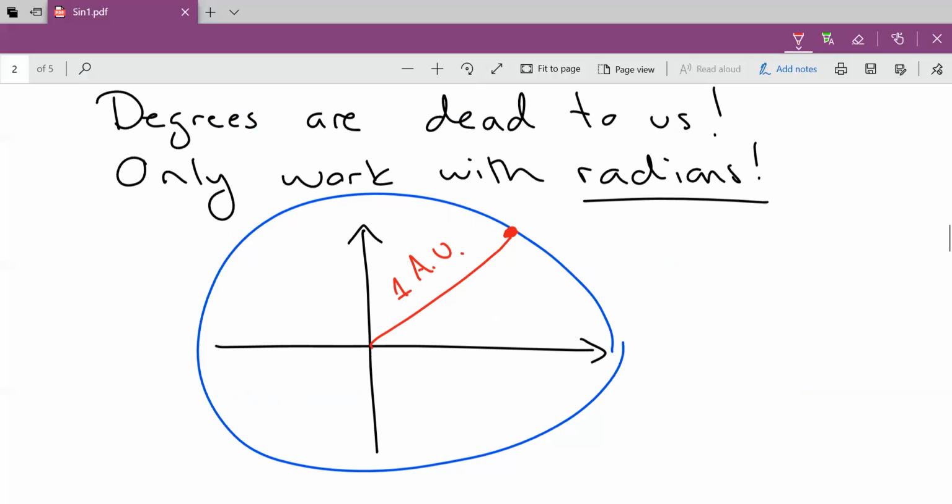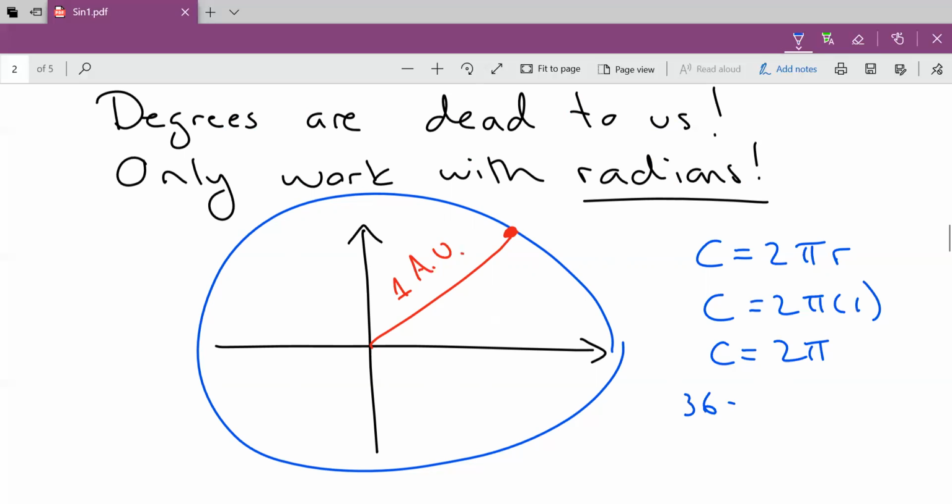Okay, so the circumference of a circle going all the way around is 2 pi r. But they just called the radius 1. So this is 2 times pi times 1. This is 2 pi. Okay, but they said it would take 360 degrees to go around. The circumference is 360 degrees, equal to 2 pi radians.